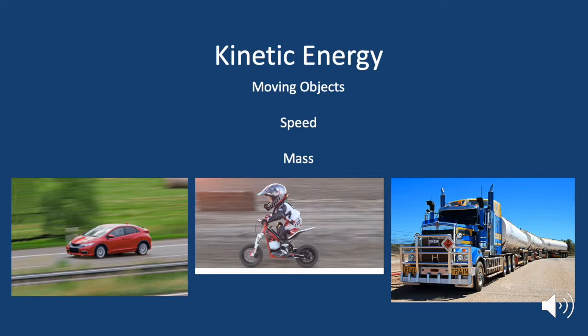So kinetic energy is to do with speed and it's to do with mass. And we see three objects here with very different speed, very different mass, very different kinetic energies across all of them.